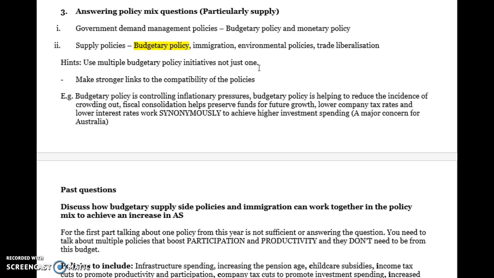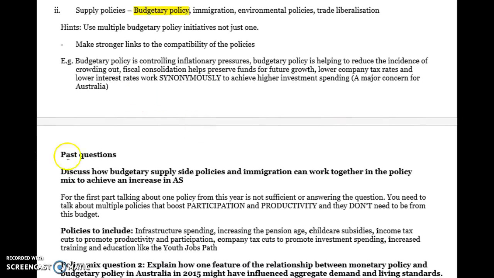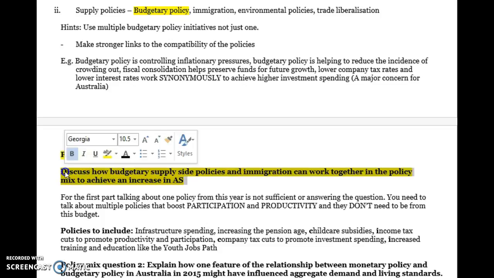Talk about a fair few and talk about them briefly to show your full understanding of the budget. A good example of that would be with supply-side policy questions. I'll come back to this bit here, but I want to talk about this question in particular. I'm seeing a lot of answers to this question that aren't really hitting the nail on the head.